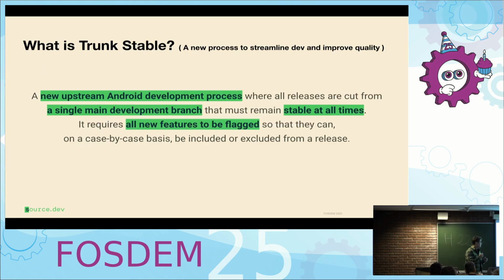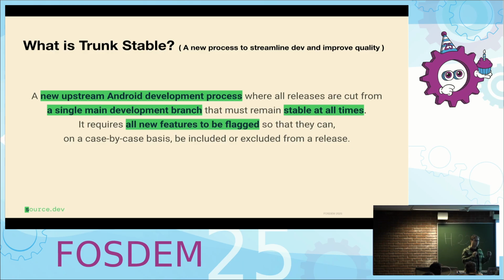So just a quick overview of what trunk stable is. Trunk stable is basically a new upstream Android development process where all the releases are cut from a single main development branch. And that branch must remain stable at all times. So it must build and pass a set of tests.